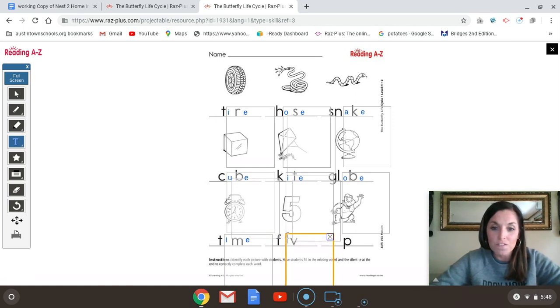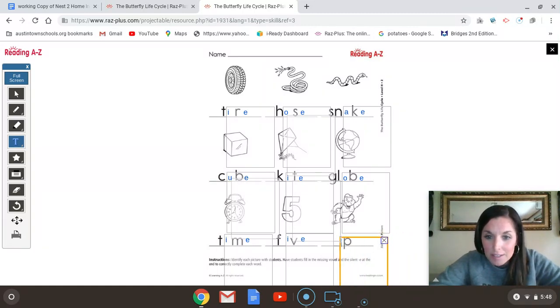I see the number 5. 5. What do we need, everybody? Yep, I. And our vowel sound missing on the end is an E. Because otherwise it would say fiv. We need that E so it says its name. Okay, last one.